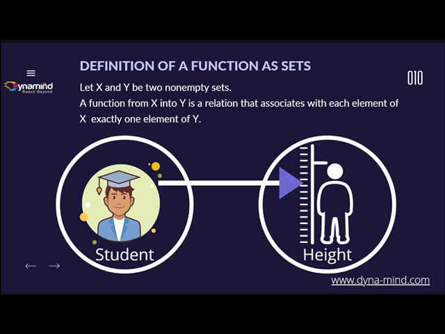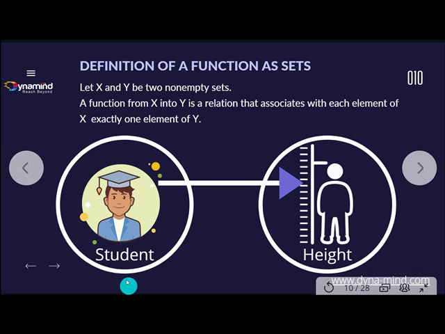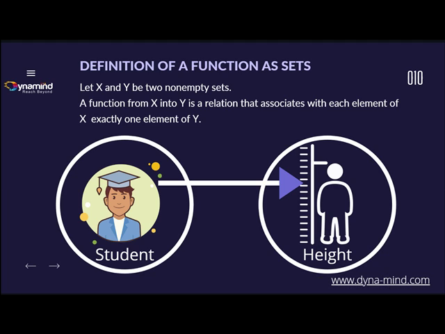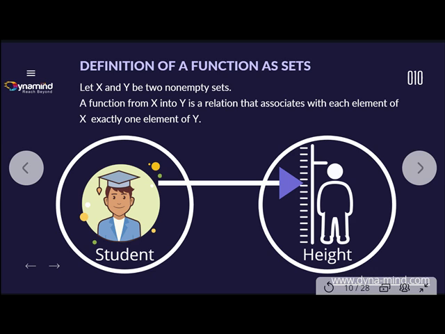So same thing in mathematical language. If there are two sets x and y, and x consists of students, say for example, and y consists of height, then mathematically the function from x to y is a relation which associates one student or one X with exactly one Y. This is logical again with the same example. A student cannot have two heights. So this becomes a functional relationship.